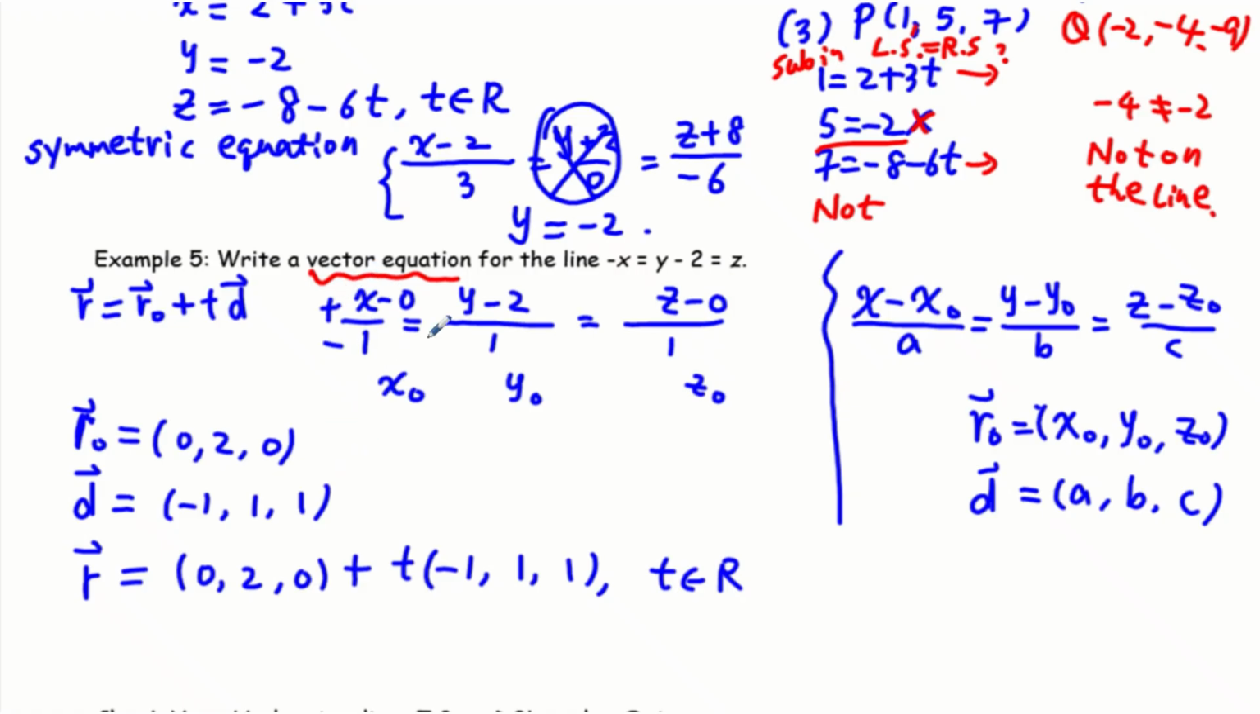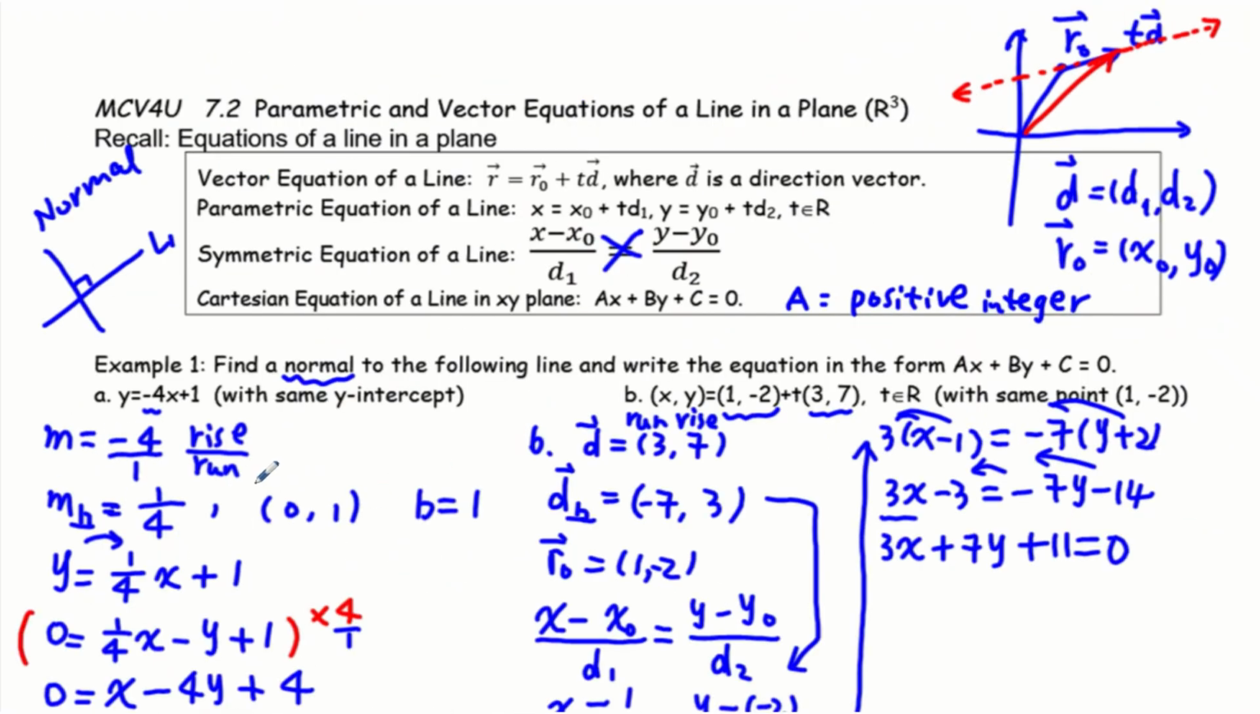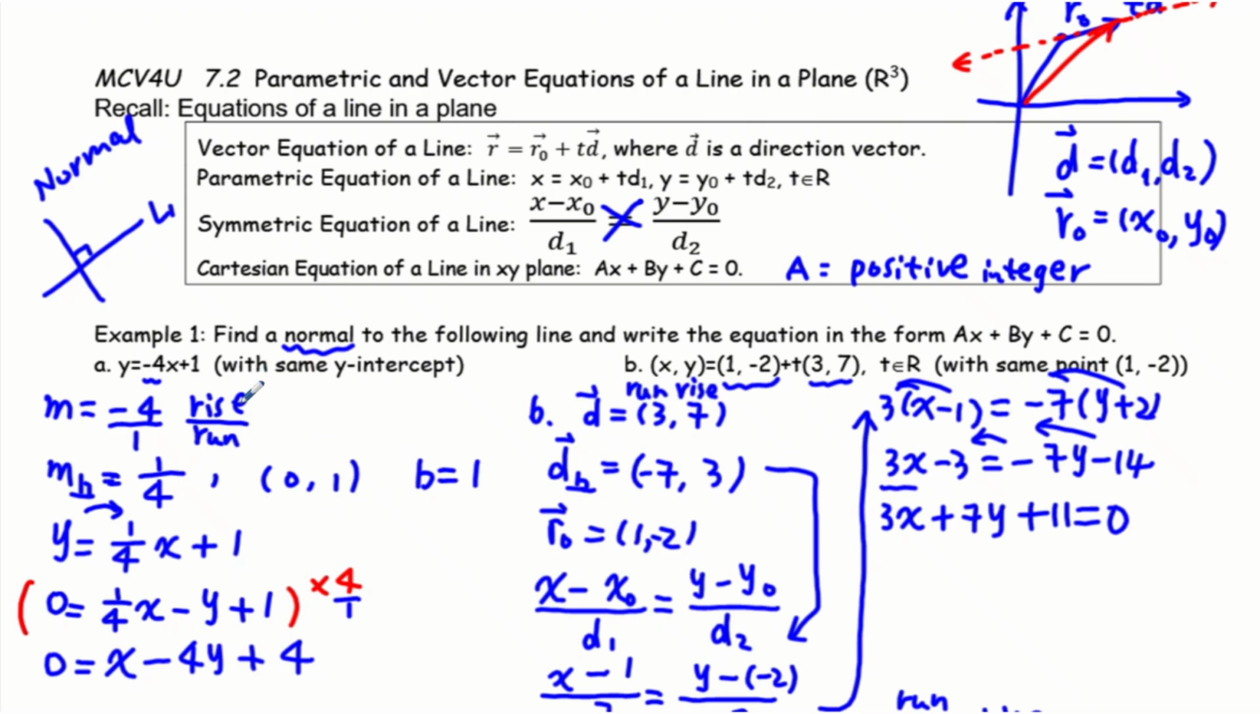So this is what we have done for today. Today what we have covered is normal. Find the equation for normal. Normal is just rise, run, flip, and opposite. Flip rise run, then one number opposite.